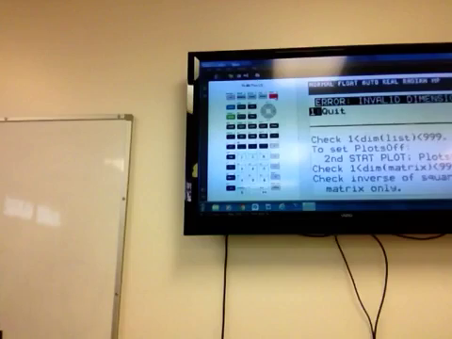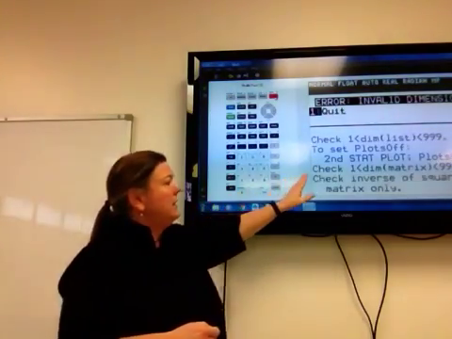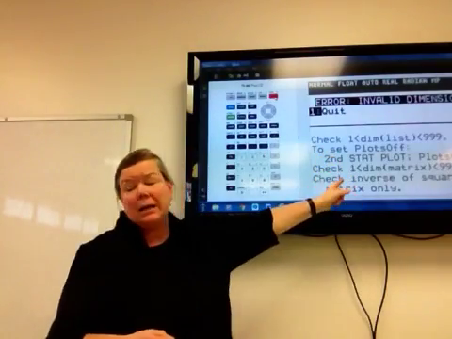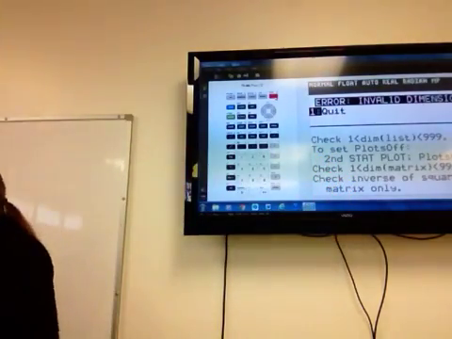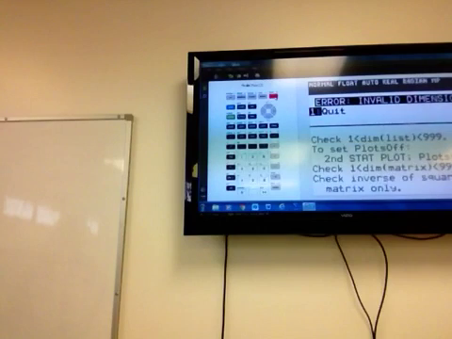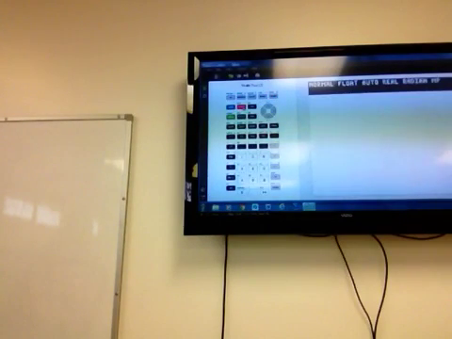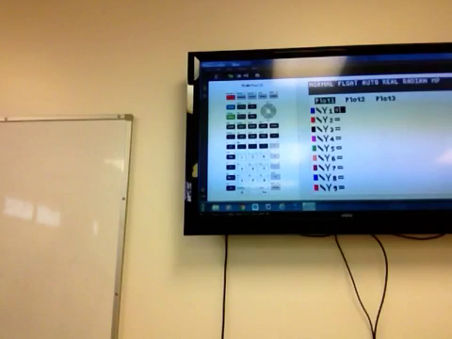Okay, so I get an error message that says invalid dimensions. And down at the bottom here, it'll tell you what's wrong. You've got your plots on. It talks about the plots. So when you get that error message, it kind of tells you what's happening. To turn the plots off, you just cursor up to it, press enter, and it turns it off.